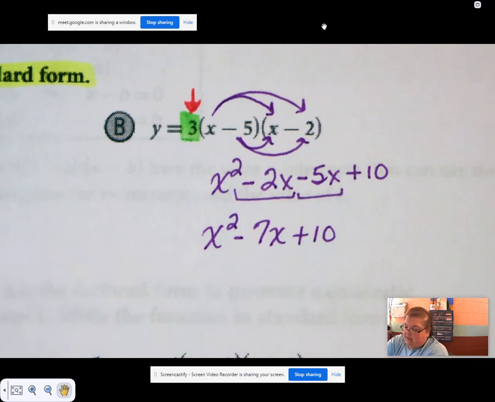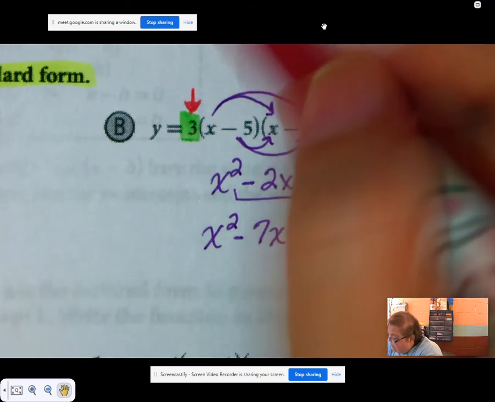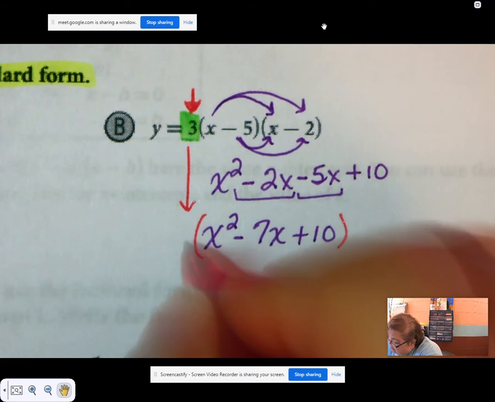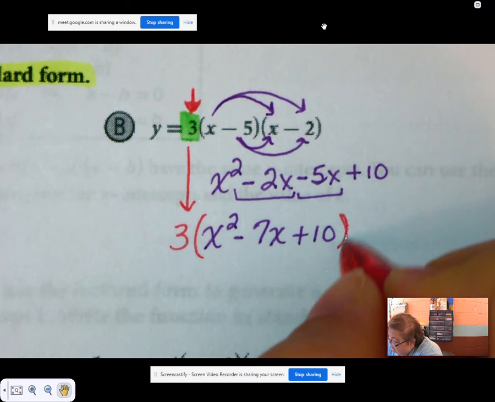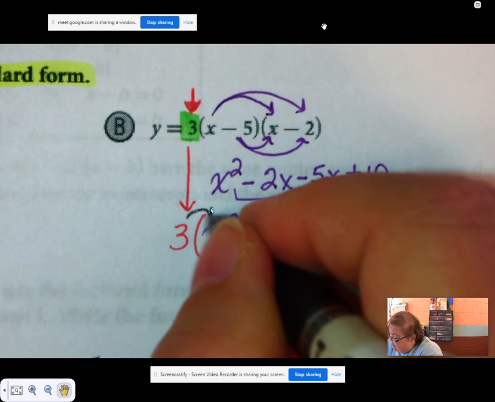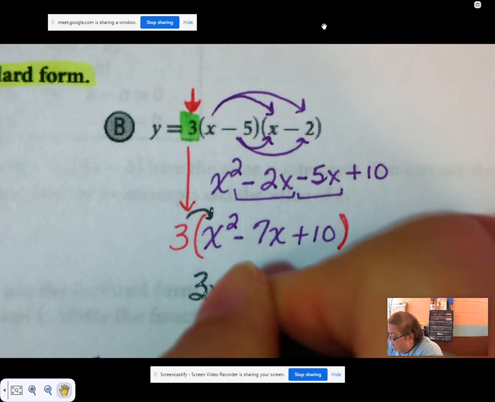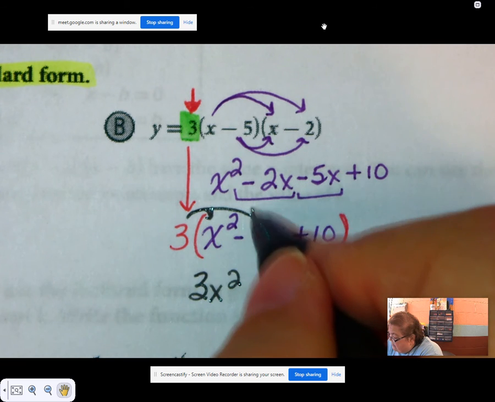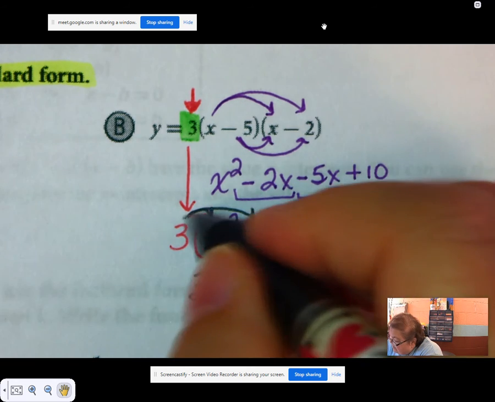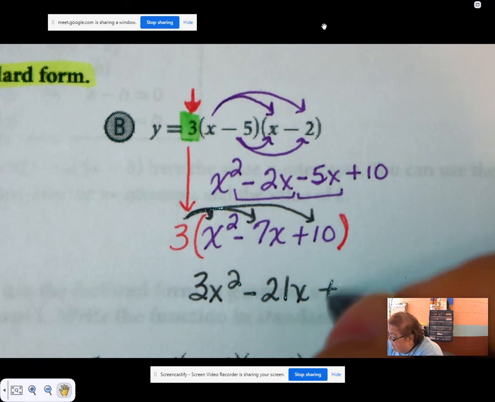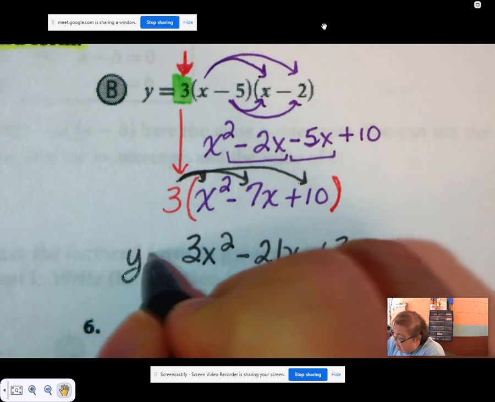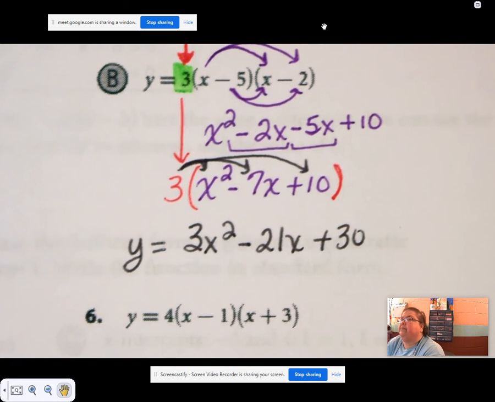Okay? Now what do we do? Yep. And we multiply it. We distribute that 3. Okay? 3 times x squared is, I agree. 3 times negative 7x is, I agree. And 3 times 10 is, yep. Make it a function by putting y equals in front of it.